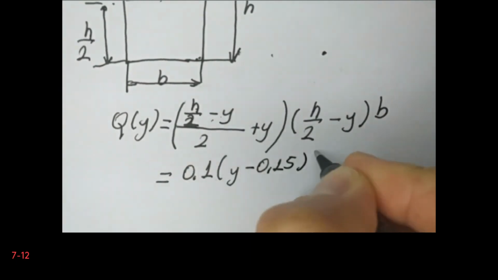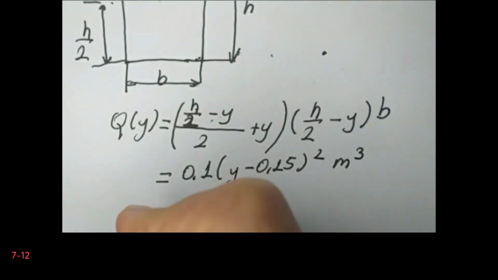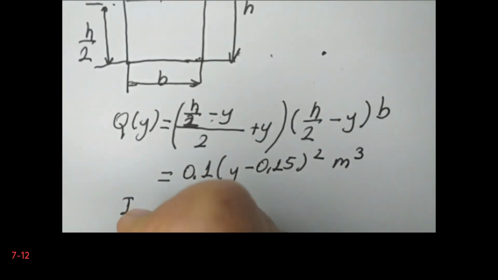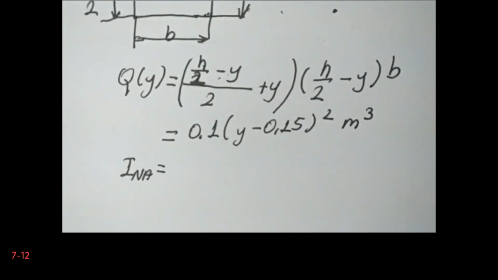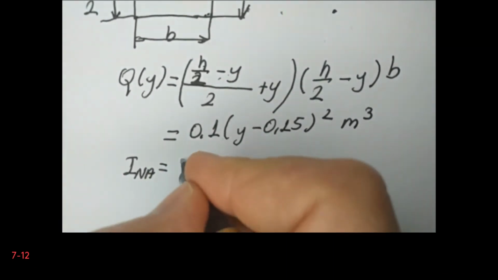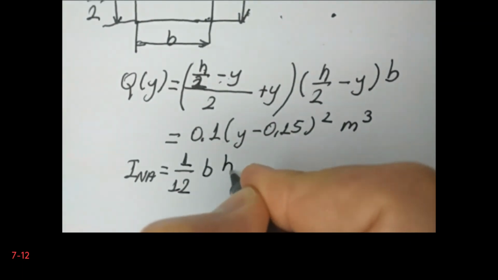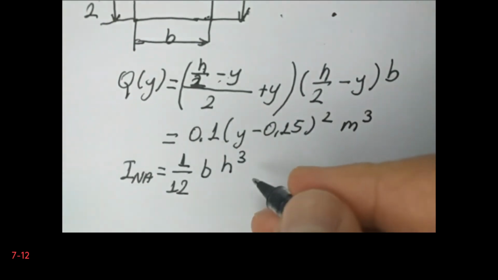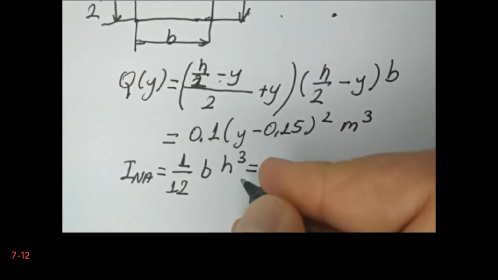Now this is first moment of the area. Now we will calculate the bending moment of inertia with respect to the neutral axis. It is 1 over 12 b h cube, and the value that you will get is 4.5 10 to the power minus 4 meter to the power 4.